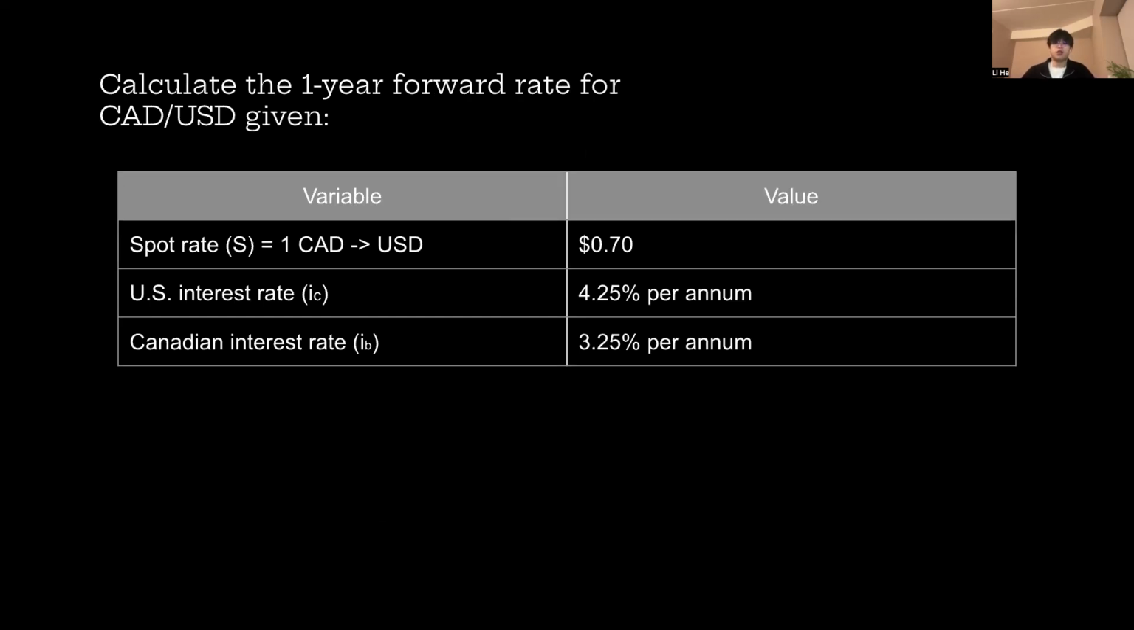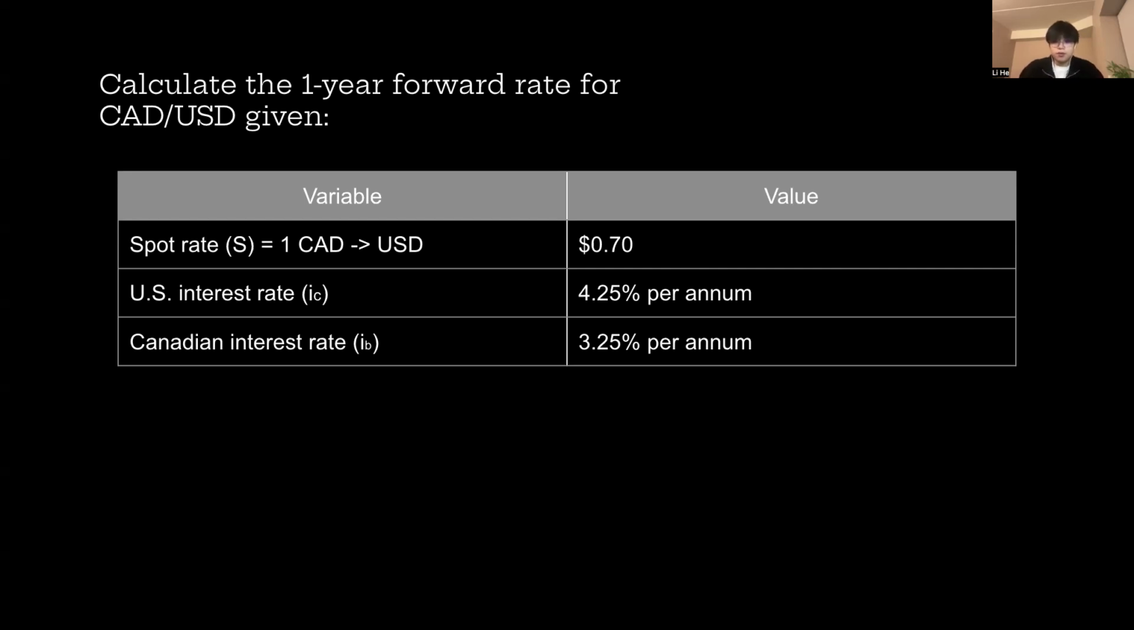Now, let's take a look at this example. It's telling us to calculate the 1 year forward rate for CAD to USD, given the following information. We know that the spot rate for 1 CAD to USD is 70 cents, and the two interest rates of the countries are also given. Using this info, we would just plug them into the interest rate parity formula to find the 1 year forward rate for CAD to USD.